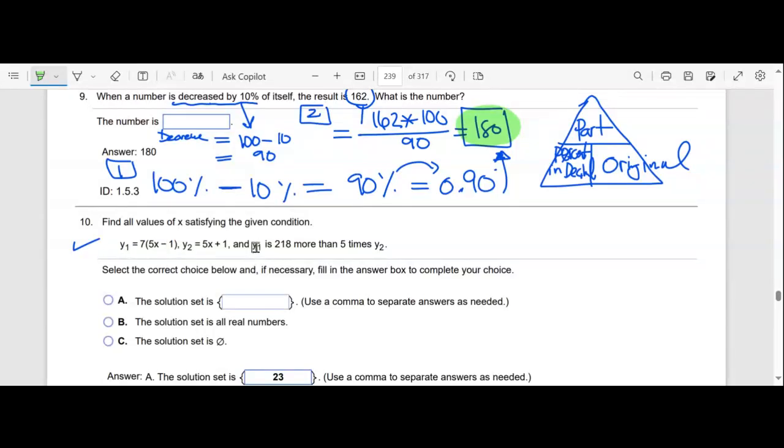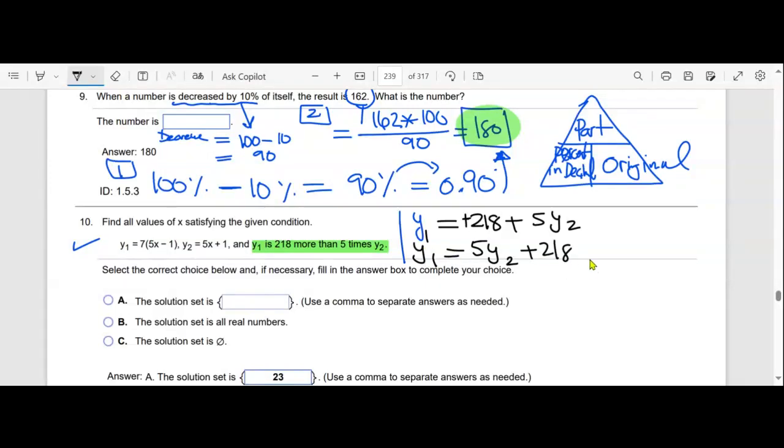Okay. Can we work with the last part here? How can we solve the last part? We say what? y1 equals what? y1 is 218 more than 5 times y2. So y1 equals 5y2 plus 218, which is the same thing, right? Yeah. So that's y1.